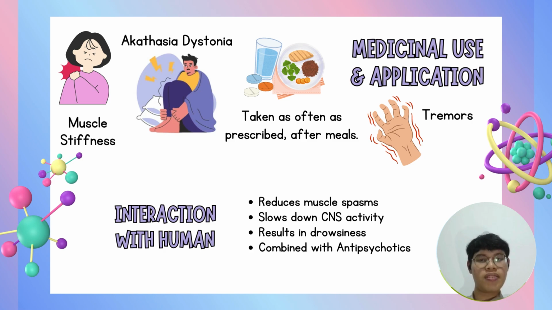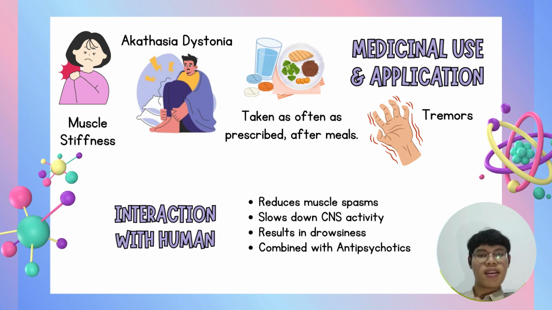Lastly, I'd like to talk about the medicinal use and application of Benzhexol, once again with the interactions to human central nervous systems. Firstly, Benzhexol is commonly used to treat symptoms of Parkinson's. However, it is not only used to treat tremors. It can actually be used to treat any kind of involuntary muscle movement caused by an overactive central nervous system, such as muscle stiffness, akathisia, or dystonia. Akathisia and dystonia can be described as movement disorders, akathisia being the inability to sit still, and dystonia being uneasiness or restlessness in the feet.